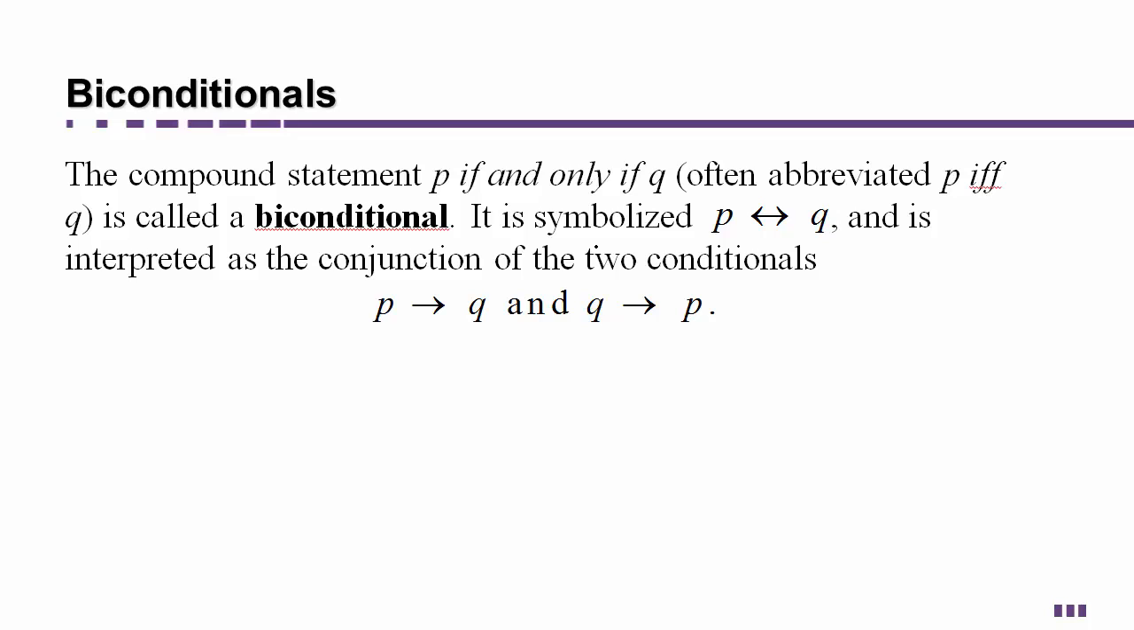Biconditionals is just a conditional in both directions. We normally use a double-sided arrow. Sometimes we use IFF for if and only if, a shorthand for it. And it basically just means P implies Q and at the exact same time Q implies P. So they both imply each other. And remember, conditionals are only false when the first thing is true and the second thing is false.